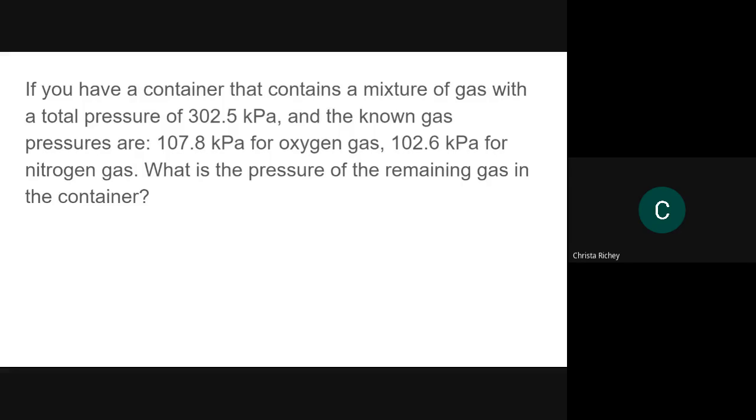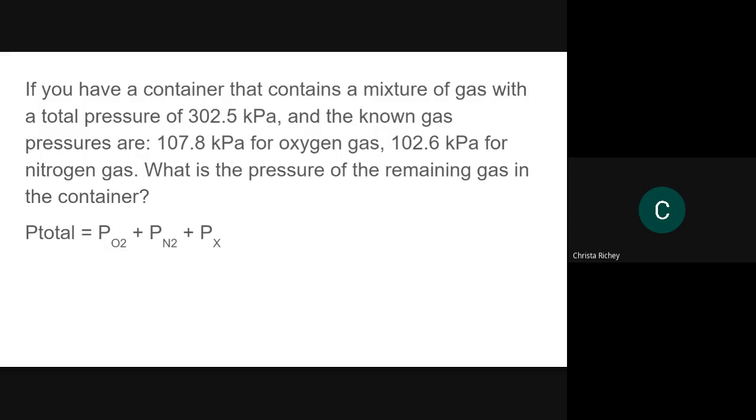The next problem, I have a container that contains a mixture of gas. I know the total pressure is 302.5 kilopascals. I know a known gas pressure for oxygen. Its partial pressure is 107.8 kilopascals. My nitrogen gas is 102.6 kilopascals. And I want to know the pressure, which is going to be in kilopascals because all of the other pressures are, for whatever the mystery gas remainder is inside this container.